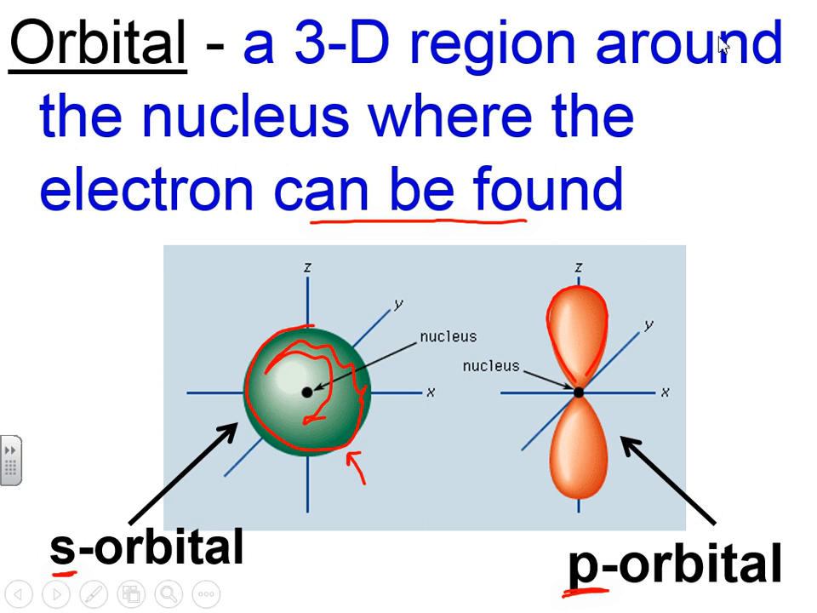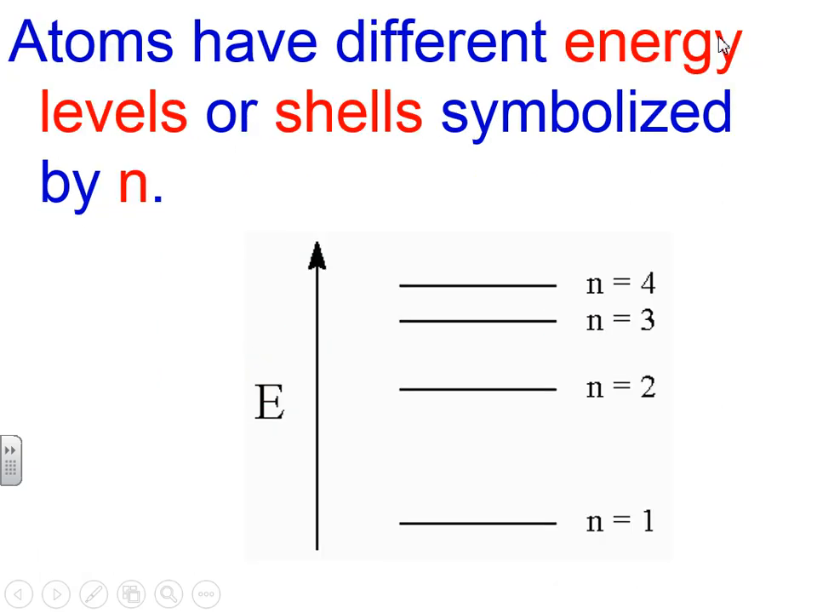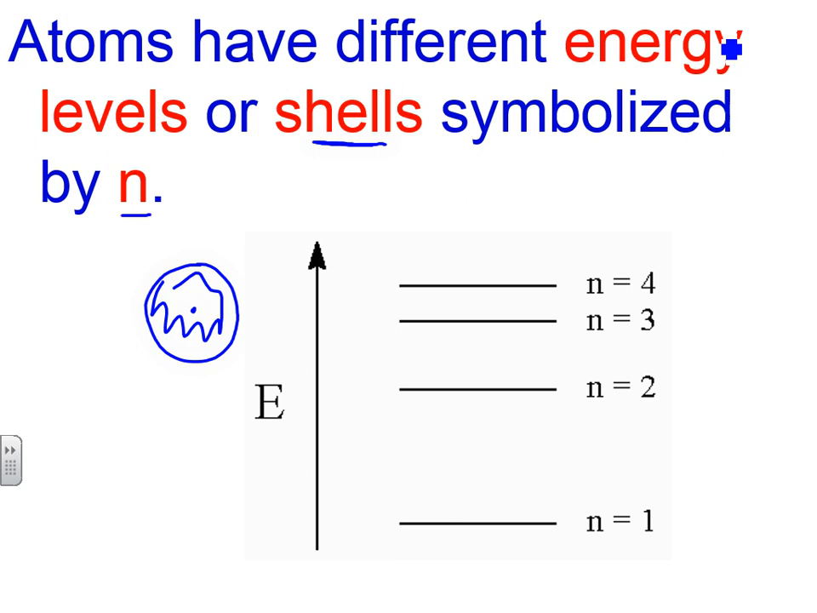And atoms have different energy levels. So this was true. Bohr was correct in saying that they have different energy levels. Sometimes we'll call these shells, energy shells. And the idea of a shell gives you more of a 3-dimensional understanding. A shell is all around the nucleus. So shells is a good way of thinking about it. And we use the symbol n to designate energy levels or shells. So here we'll increase in energy as we come away from the nucleus. Remember, the nucleus is somewhere down here.